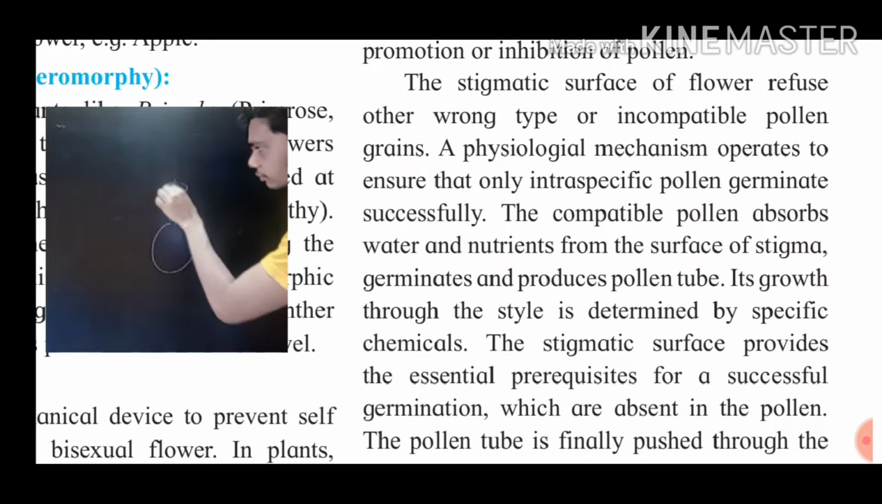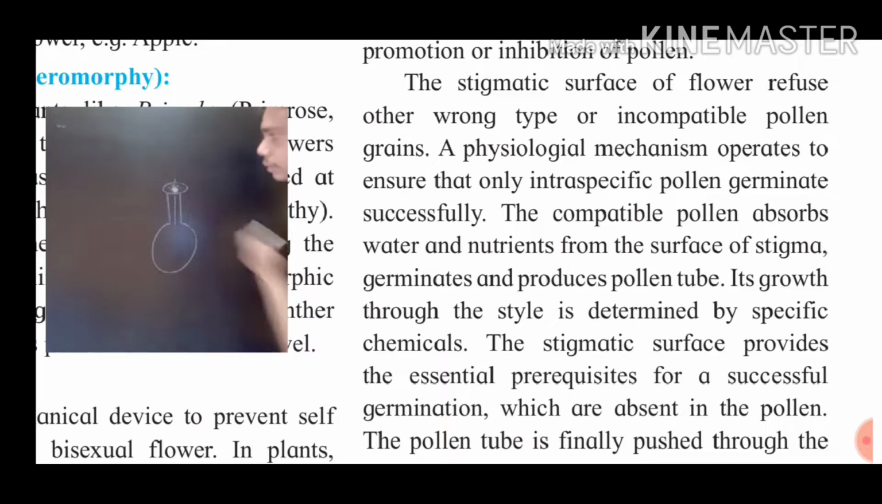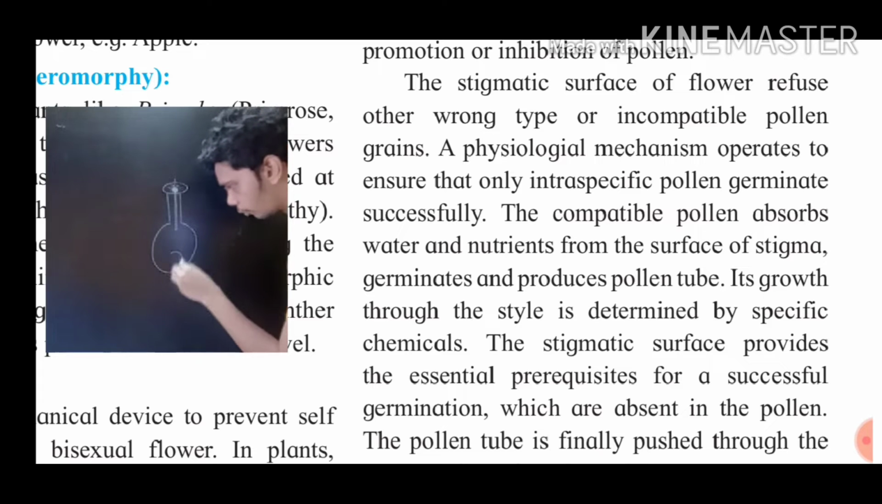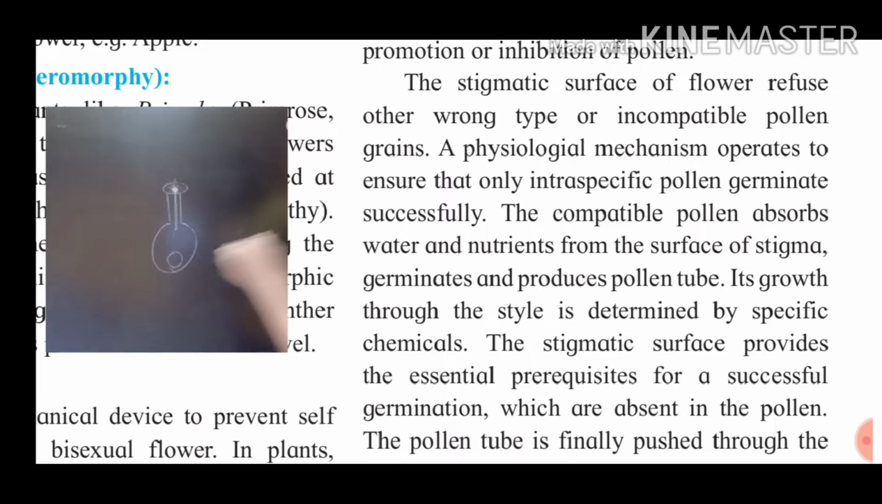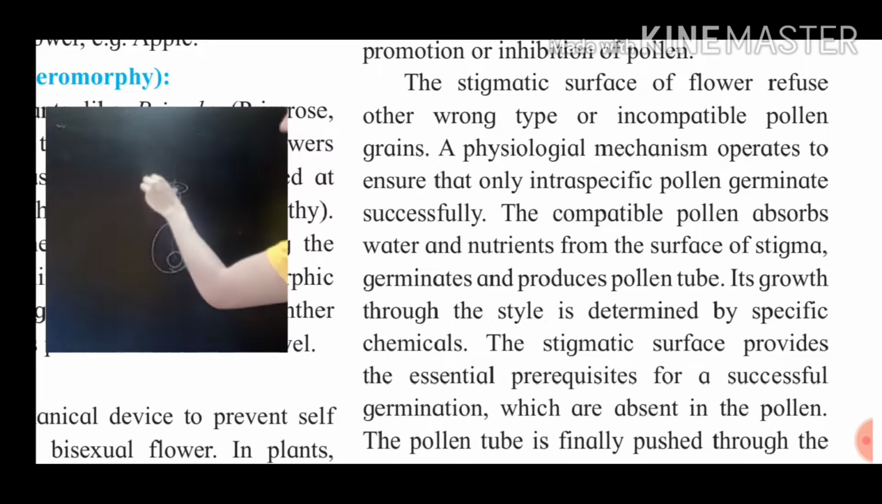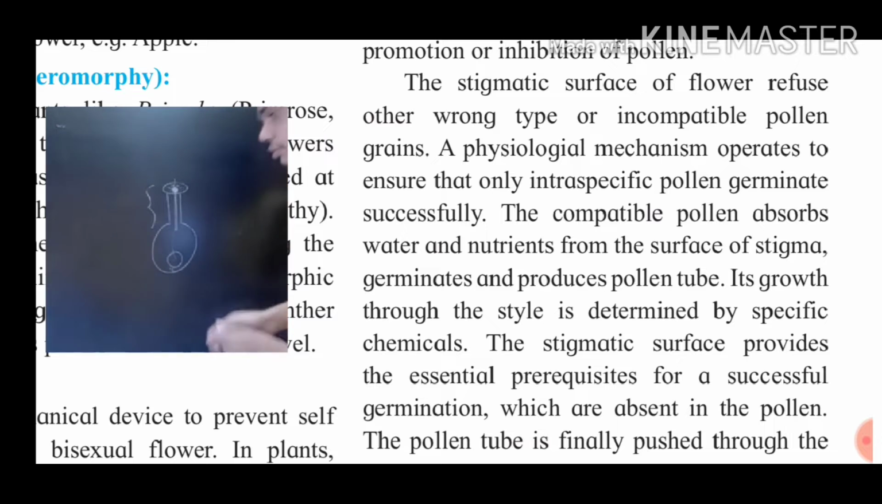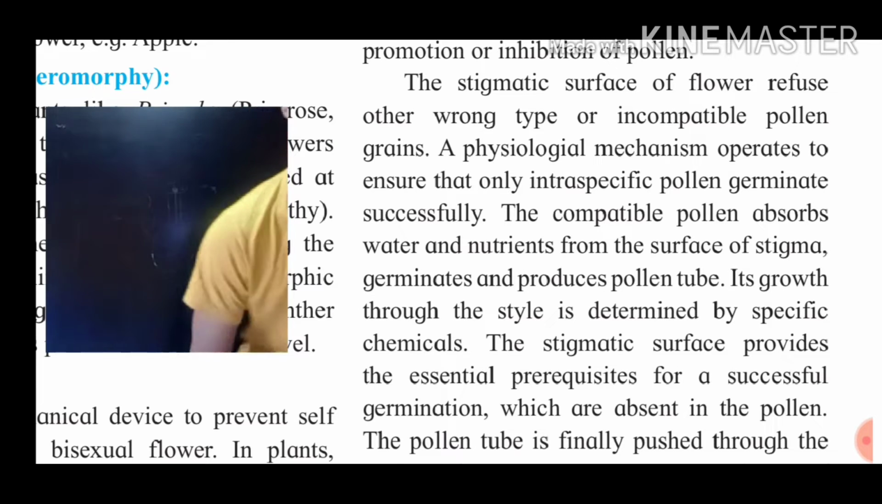So suppose this is a pollen grain. It gets nutrition properly here, then it forms a pollen tube. The ovule is here, and the tube has to penetrate into the ovule. So this is the process. This is actually called what? Pollen and pistil interactions. Okay, so let's study further.